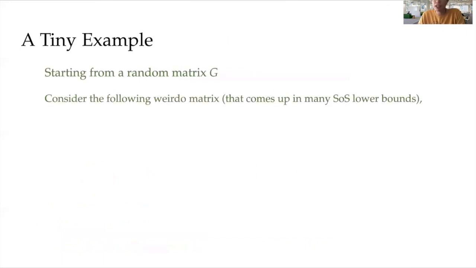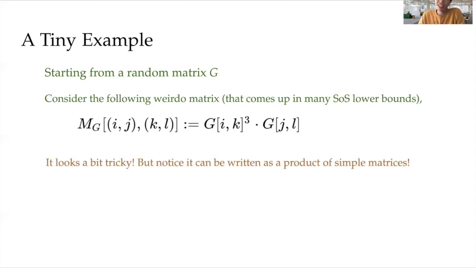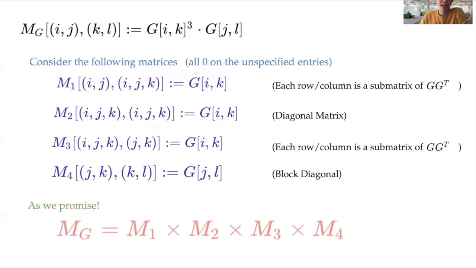Let's look at a tiny example here. Let's start from a random matrix G, for example, a Gaussian matrix that we like. And let's consider the following weirdo matrix that actually comes out in a lot of SOS lower bound works. Let's define an n squared by n squared matrix as follows. Mg is indexed by pairs of indices in n. We let Mg of (ij, kl) be the product of G of ik to the power 3 times G of jl. This looks a bit tricky, as this matrix clearly has correlations across entries. But it also looks like it can be written as a product of matrices. And that turns out to be right.